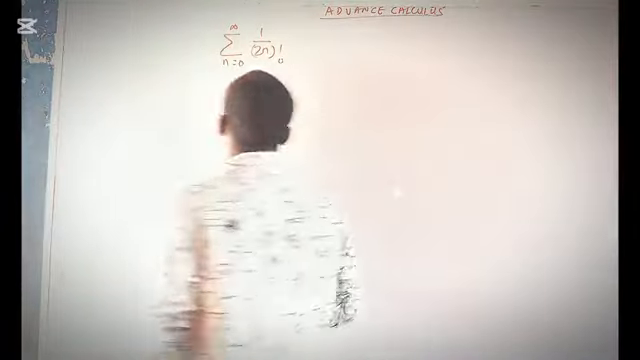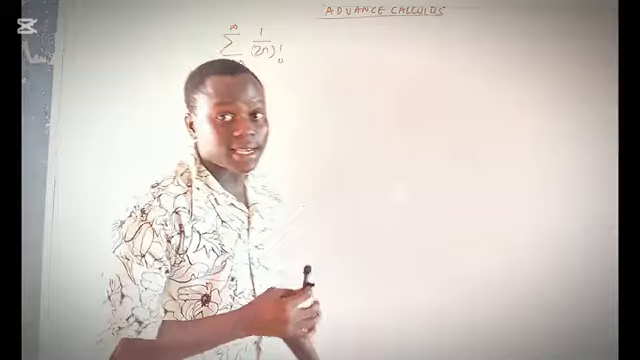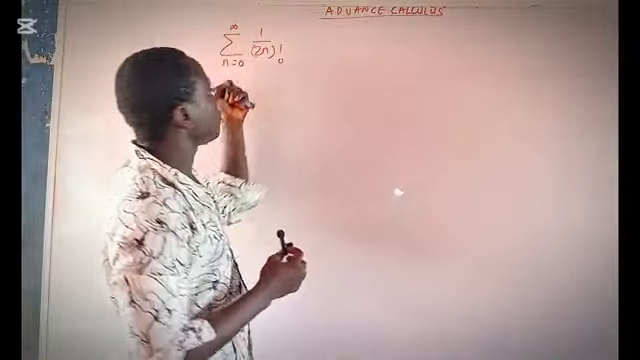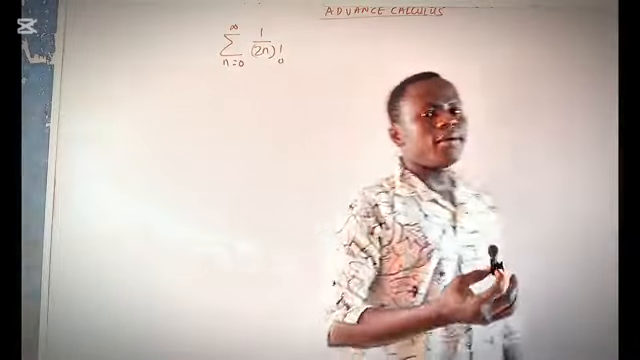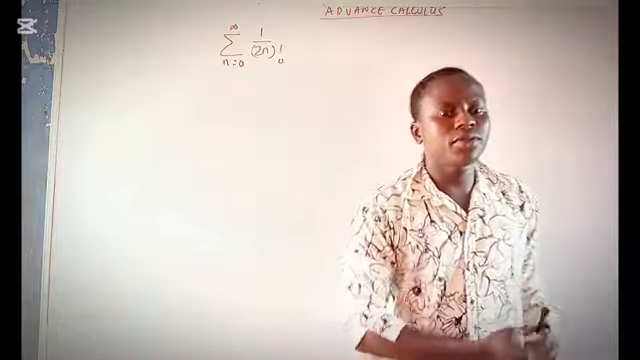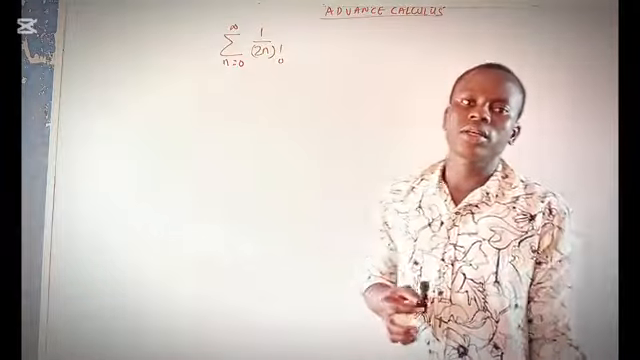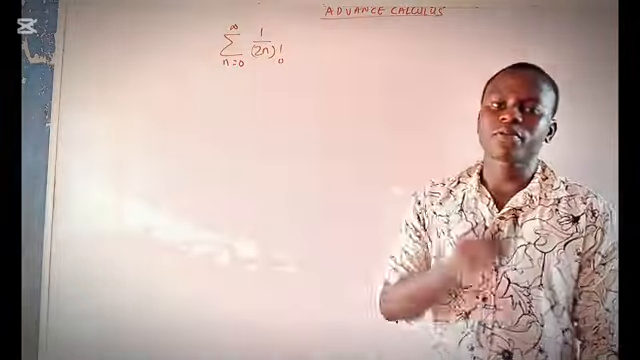So in today's video, we are doing a problem on advanced calculus. Okay, we have a summation of n from 0 to infinity of 1 over 2n factorial. Now, how are we going to solve this problem? And what method are we going to use to solve the problem?